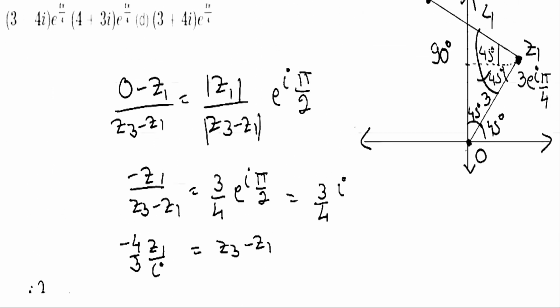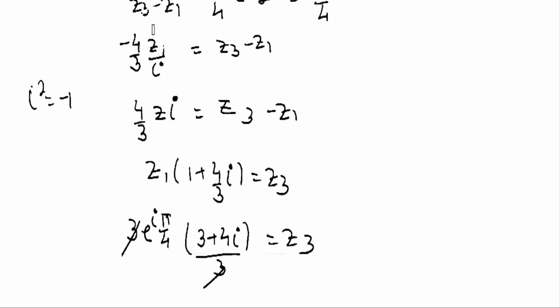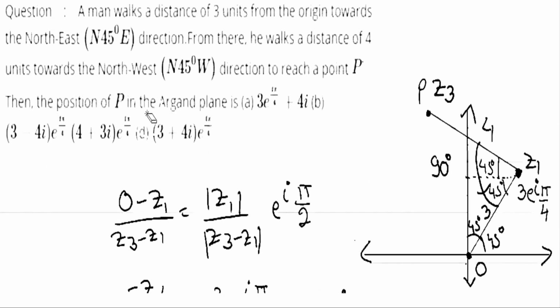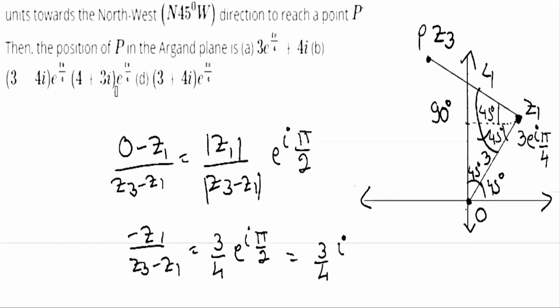Let me check in which form it is given. This is given in this form: 3 plus 4 iota, 3 plus 4 iota into e raised to the power iota pi by 4, not 1 by 4. That's it. So my final answer is 3 plus 4 iota e raised to the power this one. So that is my correct option.